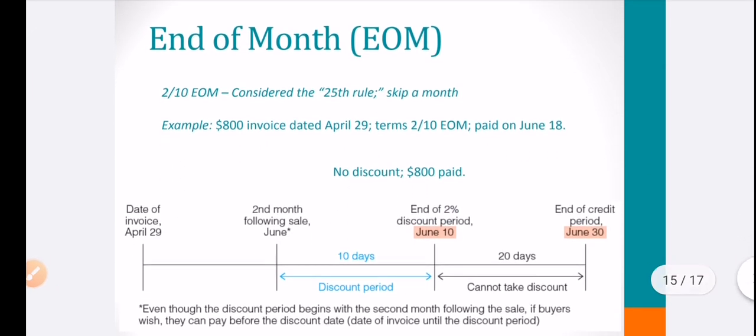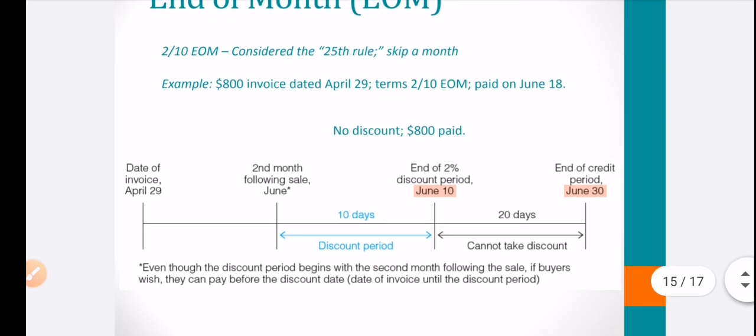Okay, we have also end of month, the same method that we mentioned, but it comes with a rule, called the 25th rule. This 25th rule always skips a month. We don't go to the next month. So if I bought an item on 29 of May, I don't go to the next month, which is 1st of June. I skip 1 month, so I skip June and go to July.